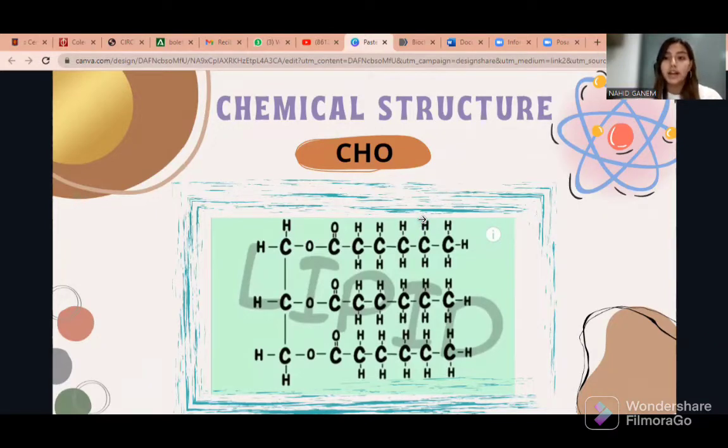The lipids are an essential component in the cell membrane. The structure is typically made of a glycerol backbone, two fatty acids, and a phosphate group. And the two fatty acids are named hydrophobic, and the phosphate group is called hydrophilic.